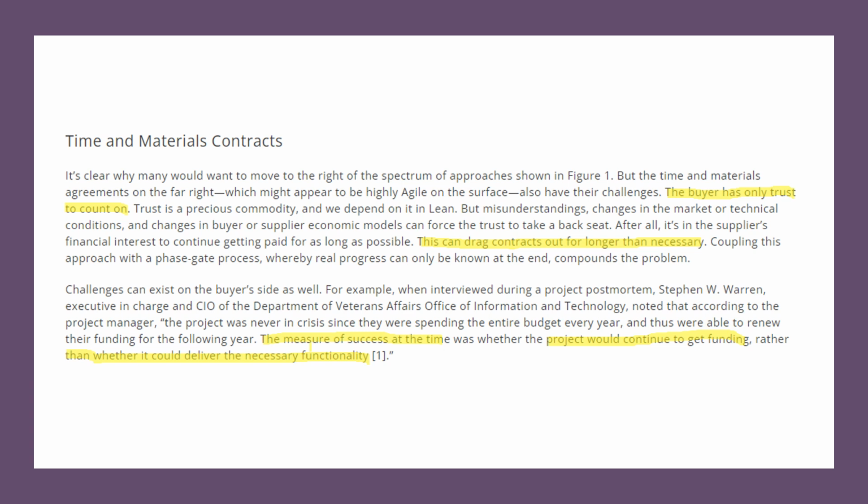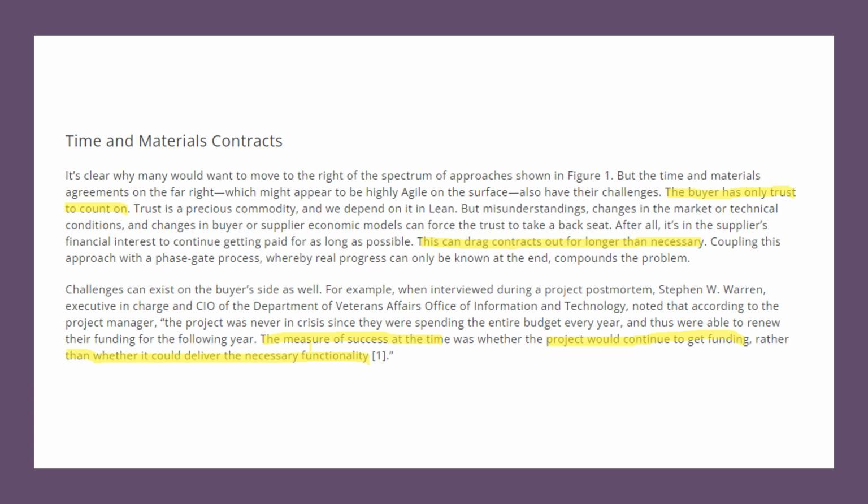The time and material agreements on the far right might appear to be highly agile on the surface, but also have their challenges. The buyer has only trust to count on. Trust is a precious commodity, and we spend on it in lean. But misunderstanding the changes in the market or technical conditions, and changes in buyer and supplier economic models, can force the trust to take the backseat.